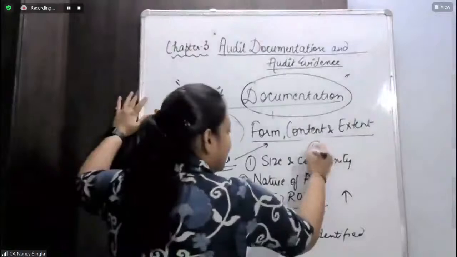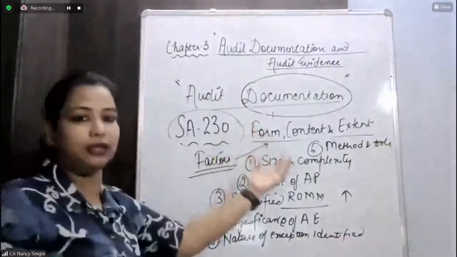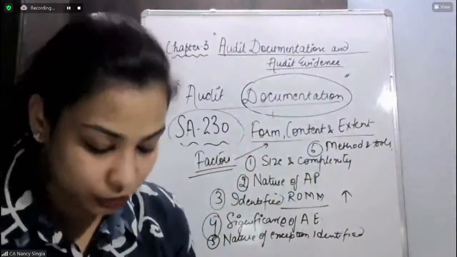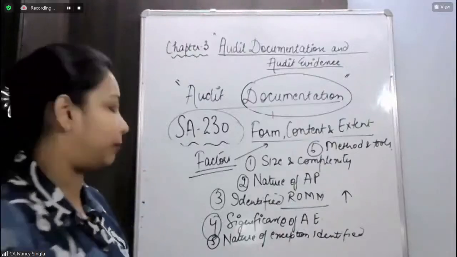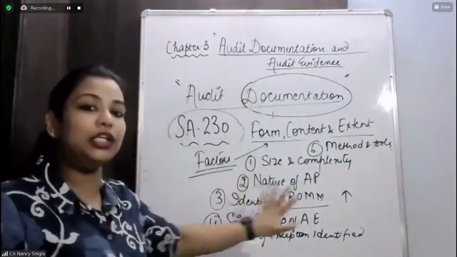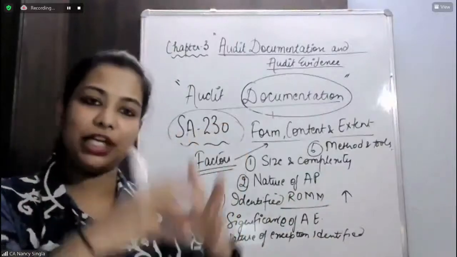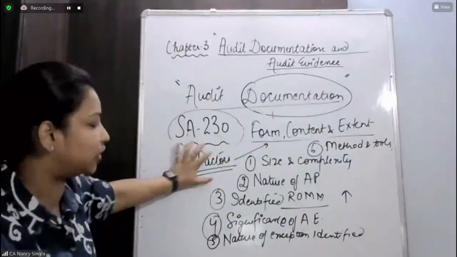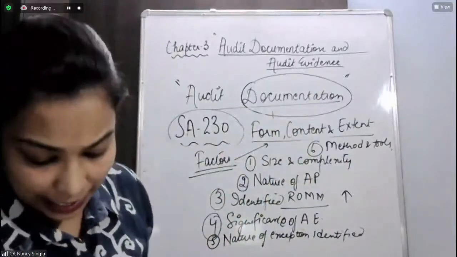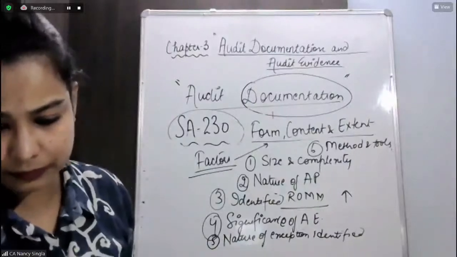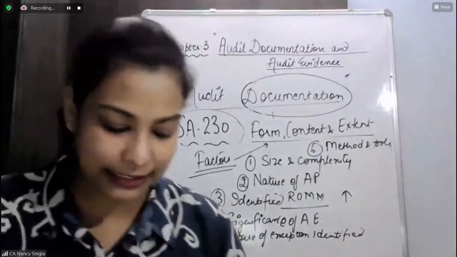And last is sixth, I'm writing it here. The methods and tools that you are using to conduct the audit, it depends upon that, right? So this was our topic, the form, content and extent of audit documentation, whereby earlier SC 230 contained the provision that the auditor needs to maintain audit documentation in a manner. However, there are certain factors which affect the form, content and extent, and these are the factors. These factors are very simple, and yes, they are also very important. Okay? So with this, we have done this topic, form, content and extent of audit documentation.